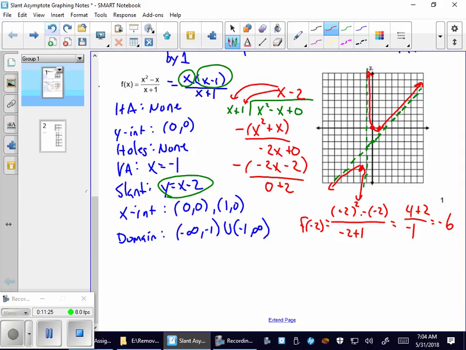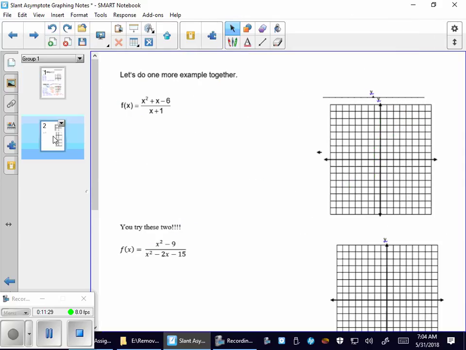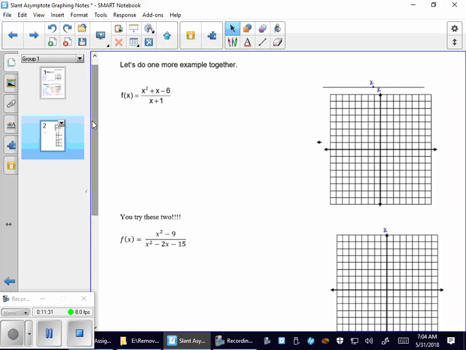All right, so let's try a couple more. We're going to move a little bit quicker through this next one, and then the last ones are for you guys to try. All right, so the next one, x squared plus x minus 6 all over x plus 1. It will have a slant asymptote because the power of the numerator is exactly 1 higher than the denominator.